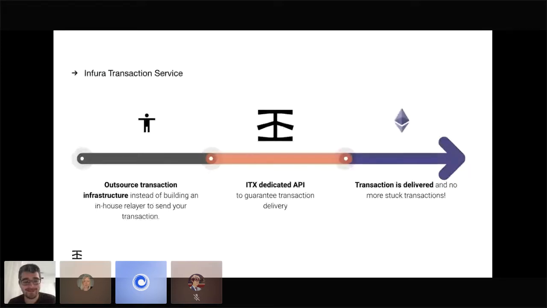Oh, there you go. So we basically built the Infura Transactions service. The idea is we provide data. You don't have to deal with nonces. You don't have to set the gas price. We take your transaction, we stick it in an Ethereum transaction, we send it to the network, and gradually bump the fee until it gets mined and confirmed.